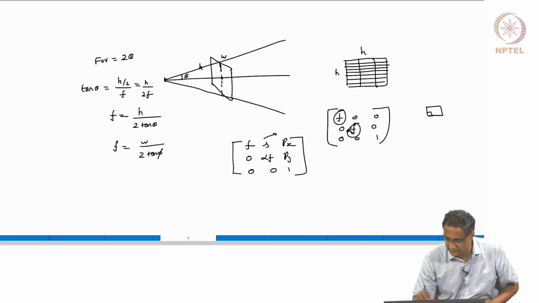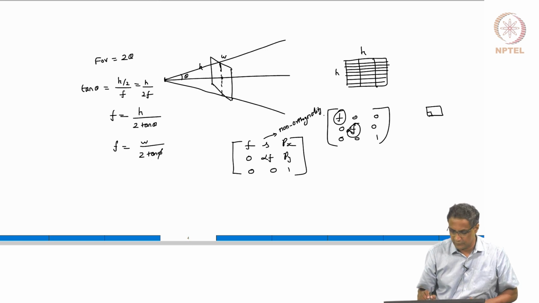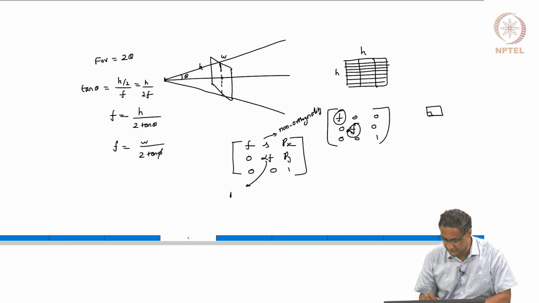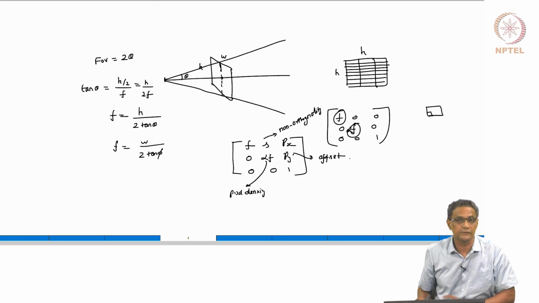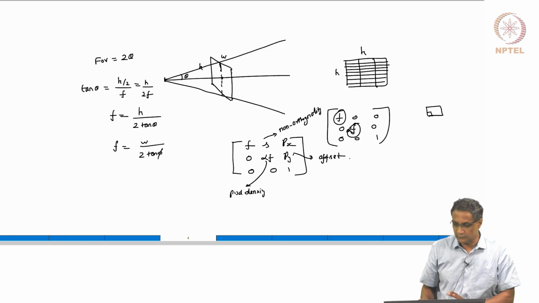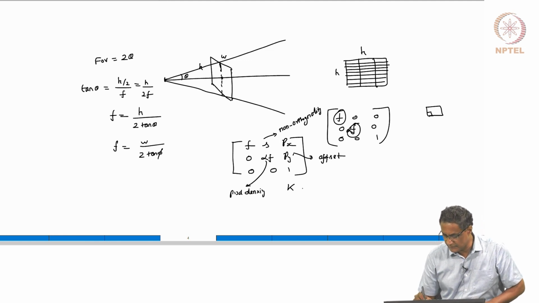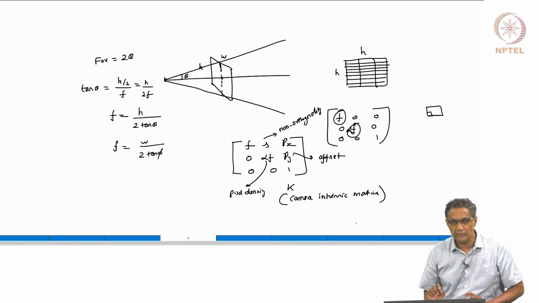If you want to think about it, this is about non-orthogonality. This is to account for orthogonality, this is for non-orthogonality, this is for pixel density, and this is for the offset. So in that sense, you've got 1, 2, 3, 4, 5 unknowns. And the most general K, which is the camera intrinsics, is called the camera intrinsic matrix, and the most general form that it can take is this.